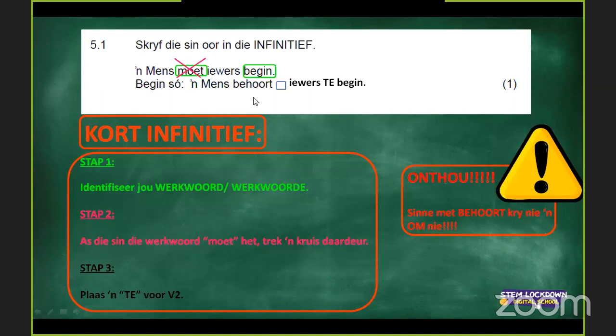You just remember to add the nie. Okay, I just want to mention something else. If the sentence does not have an auxiliary verb, then step two will not apply.